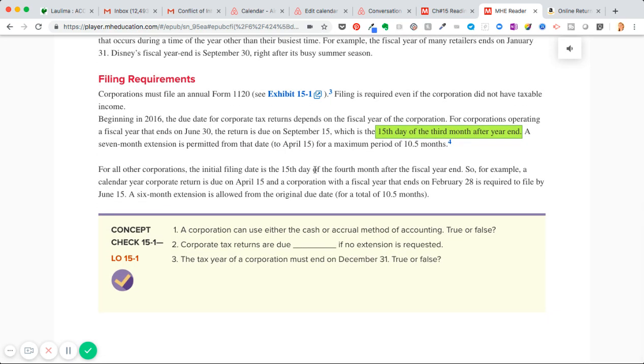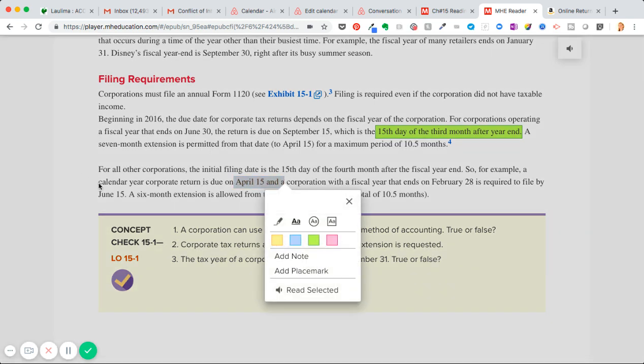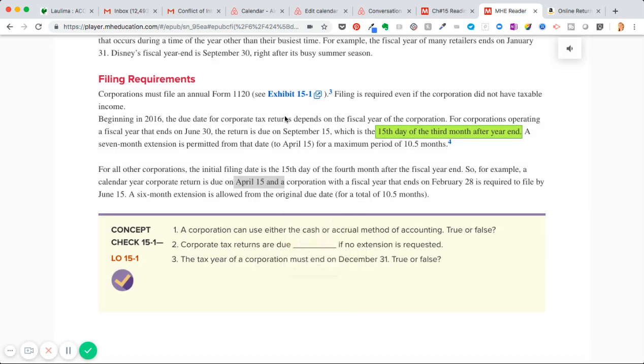For all other corporations, so if they don't have a fiscal year, if they just have the standard annual year, then the initial filing date is the 15th day of the 4th month following the year end, which puts us at April 15th. So the standard calendar year taxpayer is April 15th. All others, if they have another type of fiscal year, then they're 2 months, and then the third 2 months, 15 days after the due date.